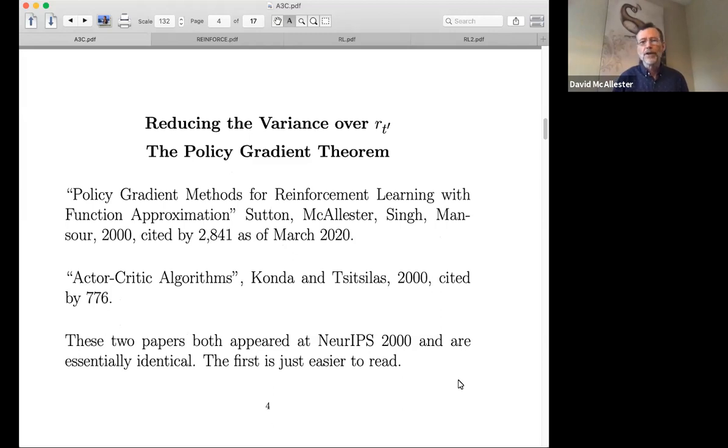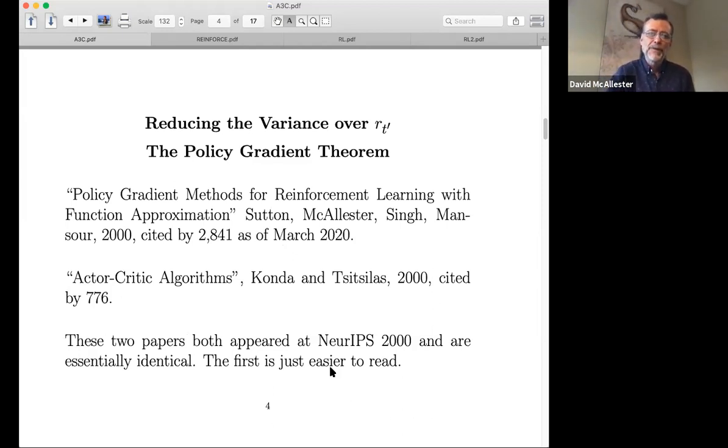So the first thing I want to do is talk about reducing the variance due to the random reward at the later time. And we wrote a paper on this. I was at AT&T, and we submitted a paper to NeurIPS in 2000. And it was this bizarre experience where we submitted this paper, and then we saw another submission to the same conference that was the same paper. Theorem 1 was the same, Theorem 2 was the same. It was this creepy thing.